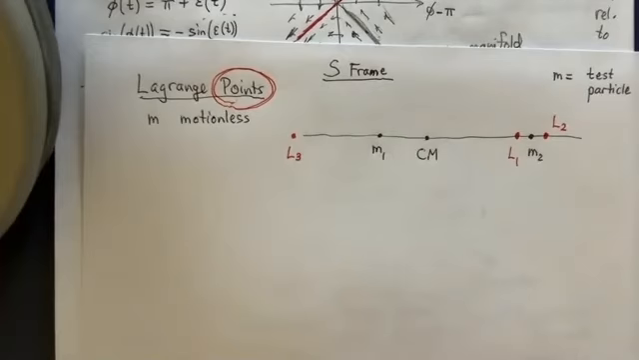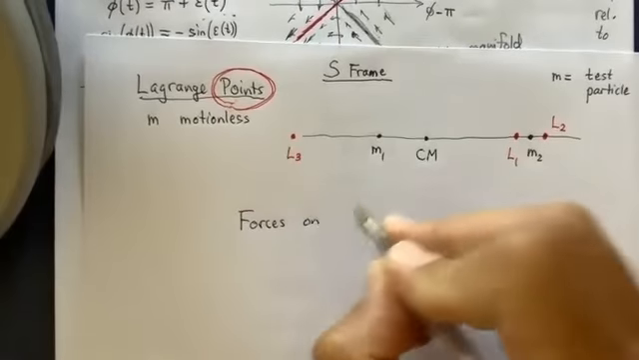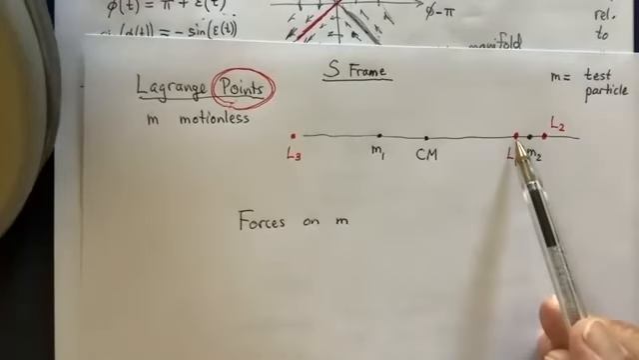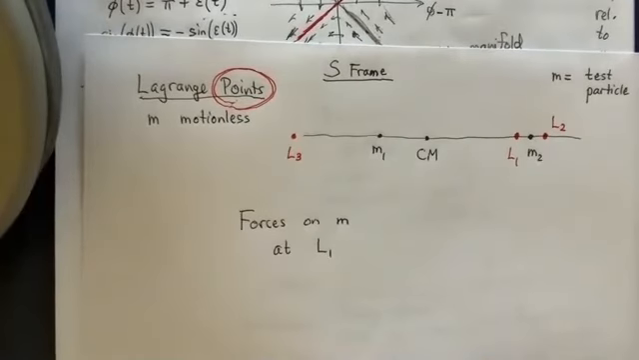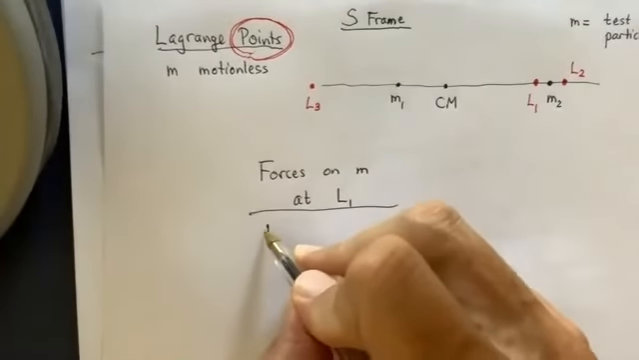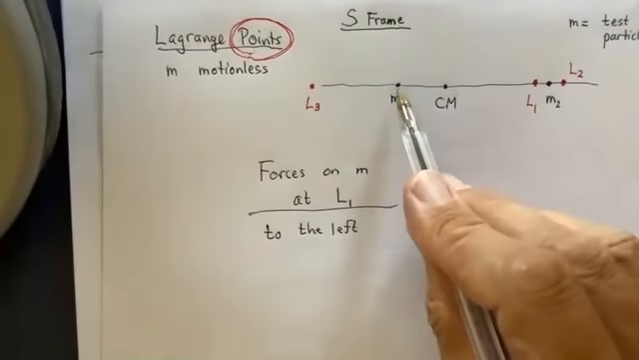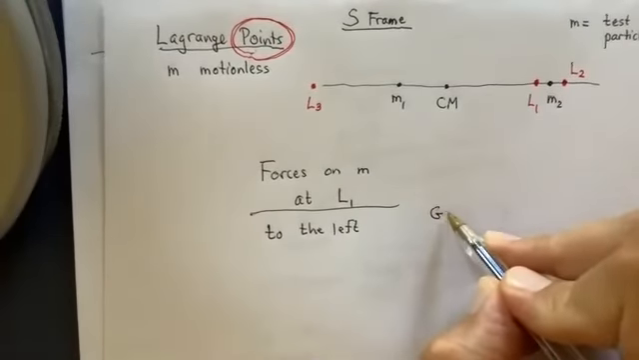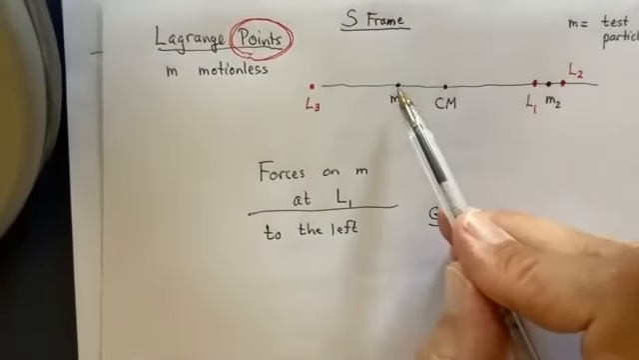Okay, so let's do that here. We're going to look at the forces on M. What are the forces on the little test particle if we place it at this Lagrange point here, L1? Okay, and so here we go. We have a list of forces. So first of all, there's a force, we're going to state the direction verbally, a force to the left, and that's the gravitational pull due to this mass. So I stated the direction verbally. The magnitude is G, M, M1 over the distance from this Lagrange point over to mass number 1.